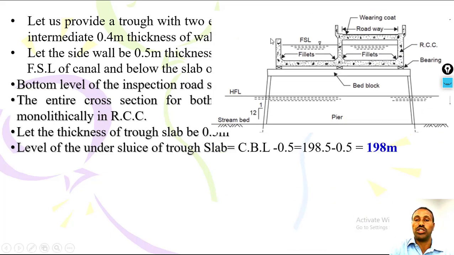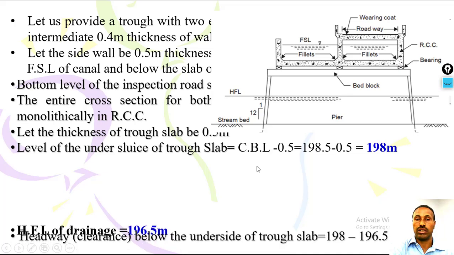So let me show you. This is just a cement mortar wall; sometimes you may construct concrete. This is the full supply level. This is a roadway. We are making this two compartments, and this is the bed, and so we have bearing and RCC. Then you have HFA, which is below the canal bed. So you can see canal bed level minus 0.5. If you subtract the 0.5 thickness of the slab from the canal bed level, you will get the level of the undersluice of the trap slab, and HFL is already given.